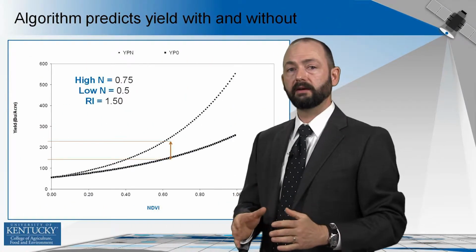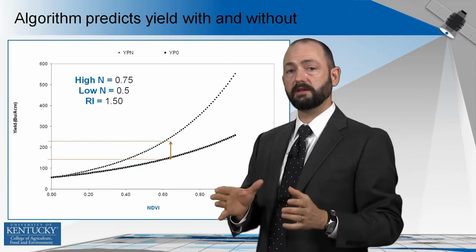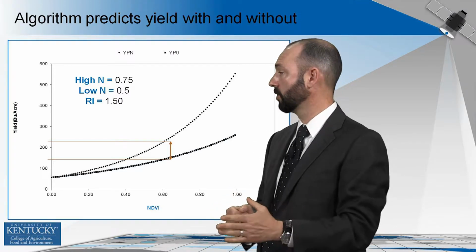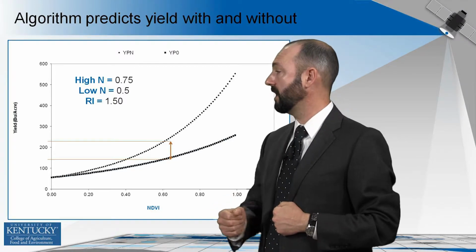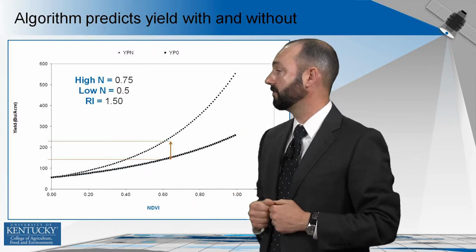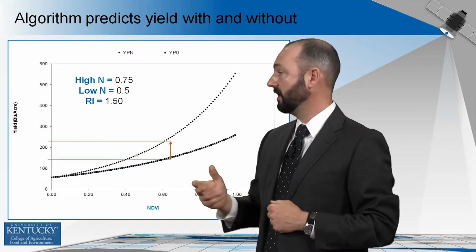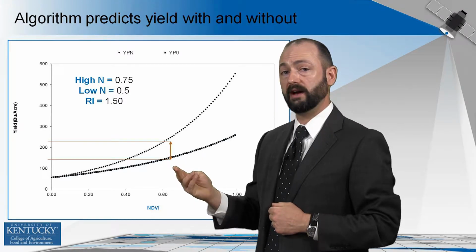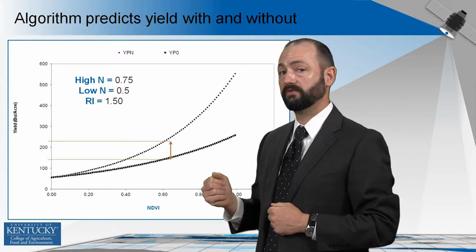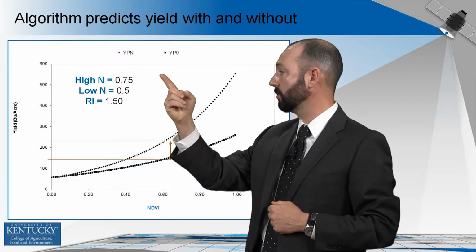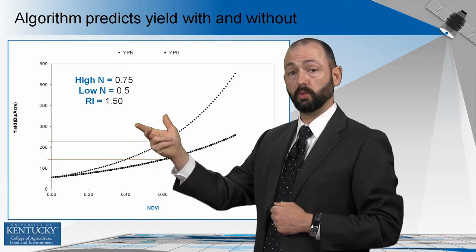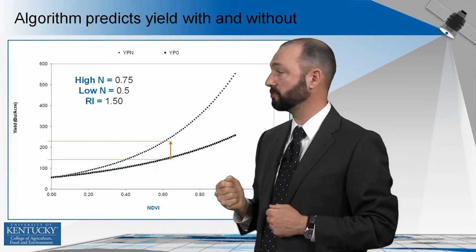So here's some data from the algorithm predicting yield with and without nitrogen from a real field trial. Again, on the horizontal axis, we've got NDVI. On the vertical axis, we have yield in bushels per acre. And so the difference between those two is that yield responsiveness, because the bottom line is yield without nitrogen, top line is yield with nitrogen. My high-end reference area was 0.75, my low-end was 0.5, so the response index was 1.5, and we're going to get about a 50% response.